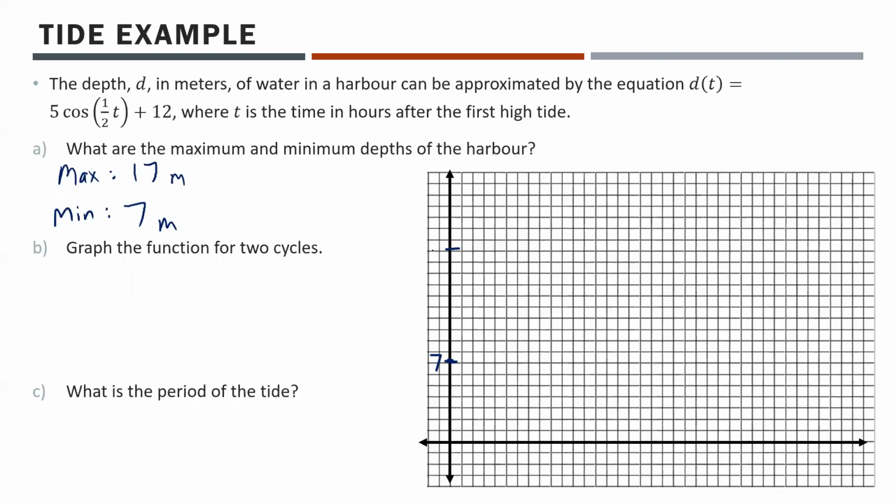So there's our 7. There's our 17. The midline, of course, we know is right in between those two. 1, 2, 3, 4, 5. That's at 12 right there. We're going to start at our maximum because it's a cosine function.